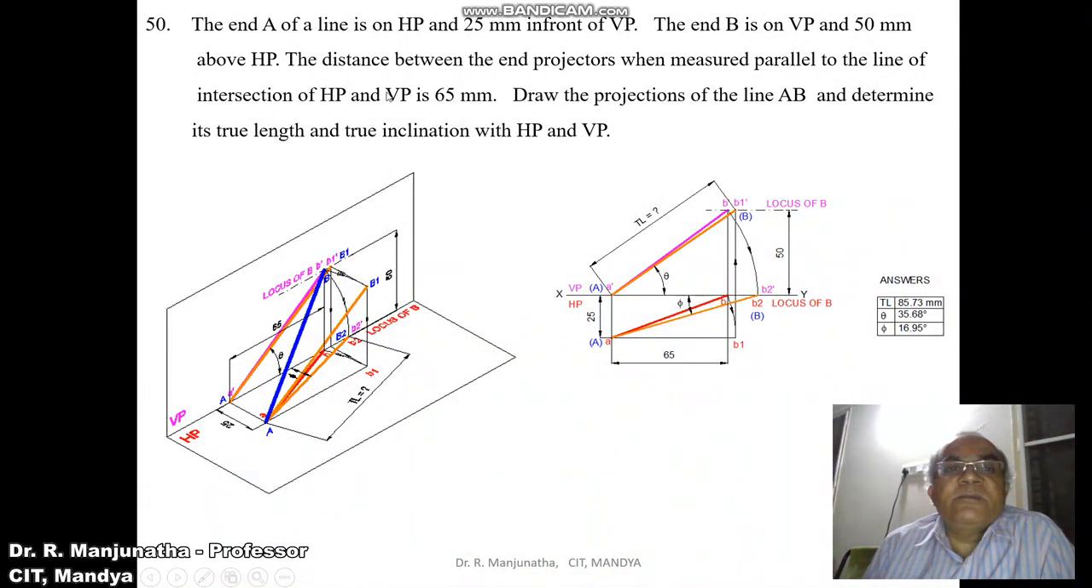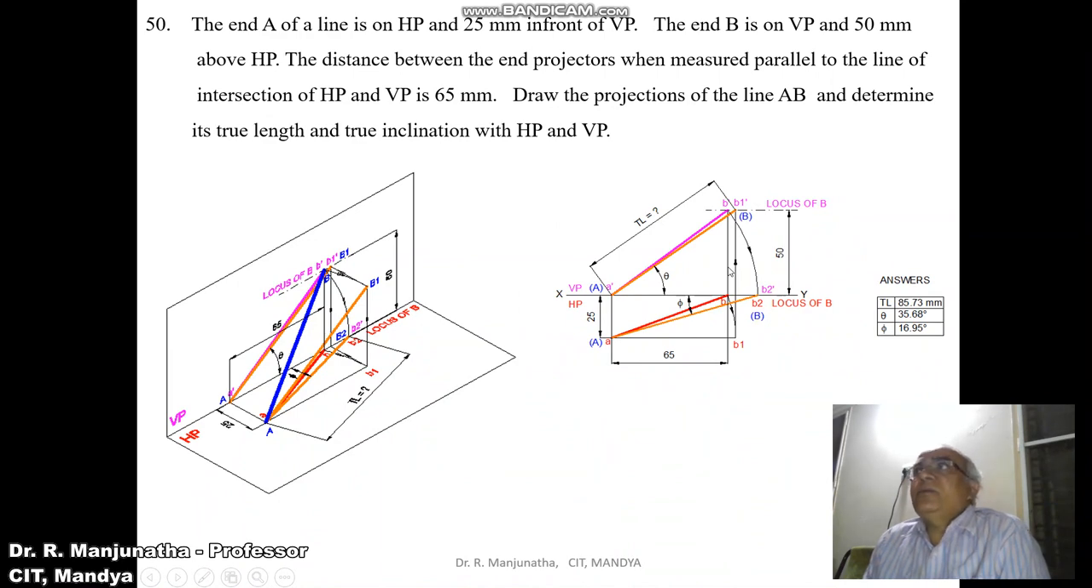And we know that the distance between the end projectors when measured parallel to the intersection of HP and VP is 65 mm. From this vertical projector, you measure a distance of 65 mm and draw a vertical projector, which will cut the locus in the front view here and in the top view here. So you mark these points as A, B and B dash. Then join A dash B dash with a dark line and AB with a dark line. Now we have both the front view and the top view.